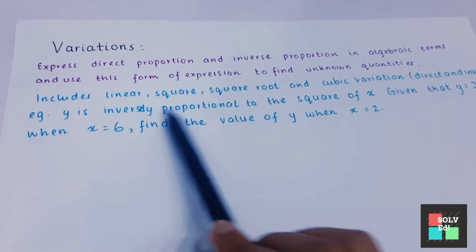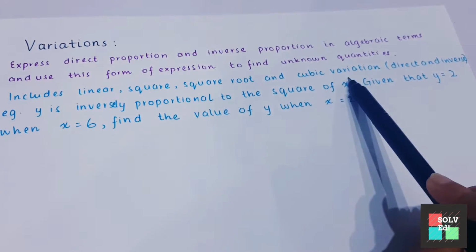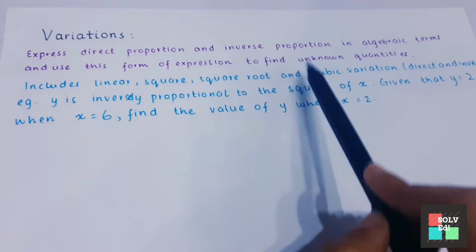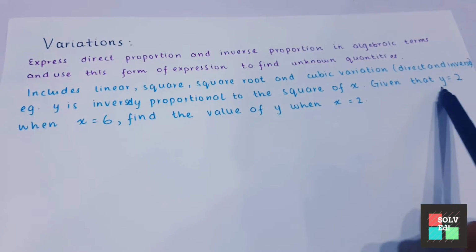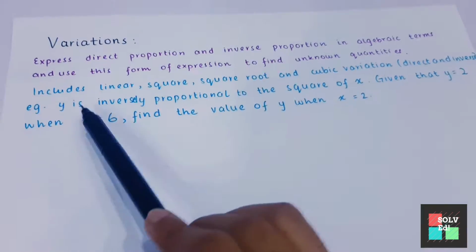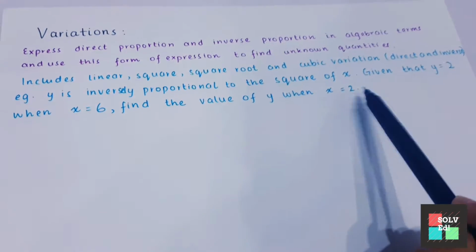Y is inversely proportional, so they've got an inverse here, to the square of x. As they stated here, it could imply a squared variable. Given that y equals 2 when x equals 6, find the value of y when x equals 2.